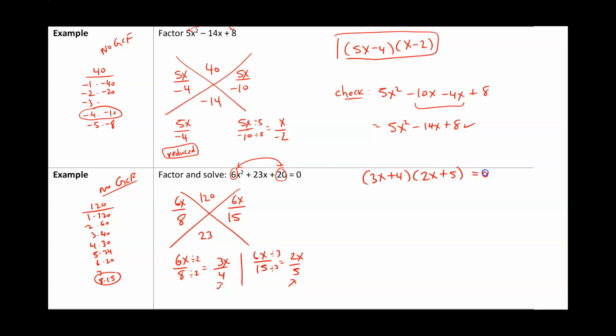Now this time though, it's equal to 0. So we're not quite done yet. Now before we solve these, you should do a quick check. So do a quick check to see does this work, and the check works. So it's 6x squared, 15 and 8 is 23x, and then 4 times 5 is 20, so the check works. Once the check works, then you take 3x plus 4 is equal to 0. You take 2x plus 5 equals 0, and then you solve these. So for the first one, x is negative 4/3. And for the second one, x is negative 5/2.